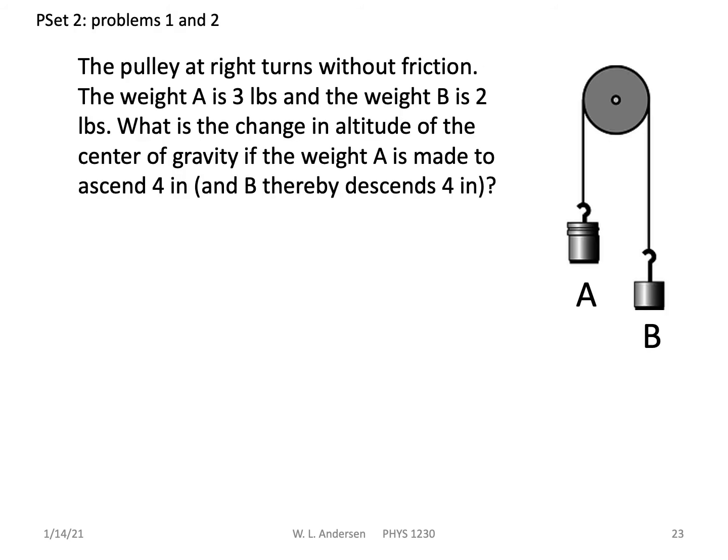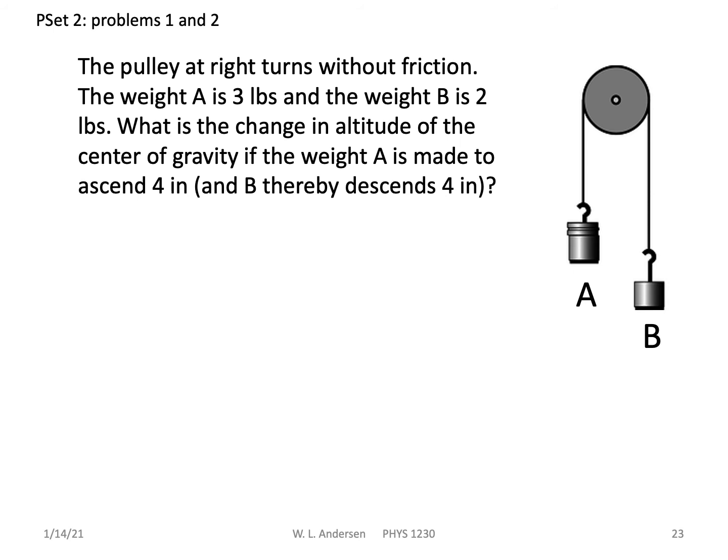So suppose we have a frictionless pulley, and on the left-hand side, weight A is 3 pounds, weight B is 2 pounds. Now, if weight A is made to ascend 4 inches, and so B goes down by 4 inches, what is the change in the altitude of the center of gravity?